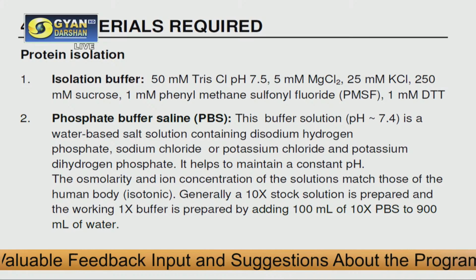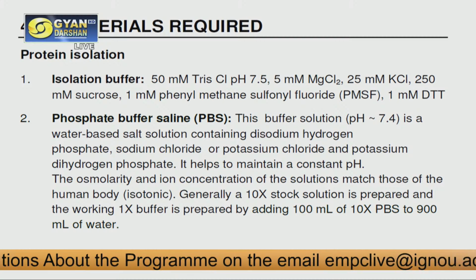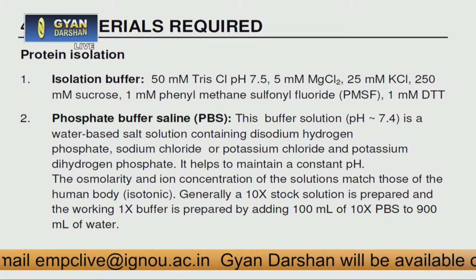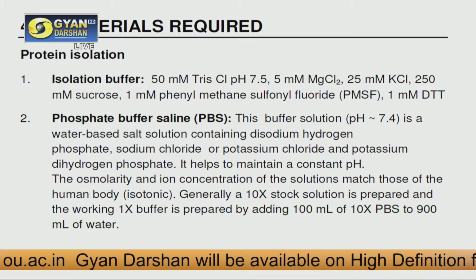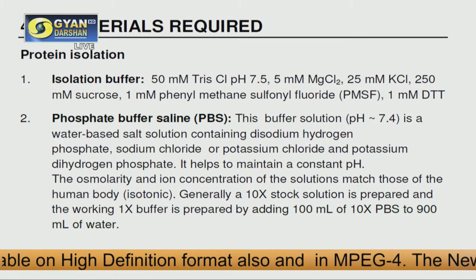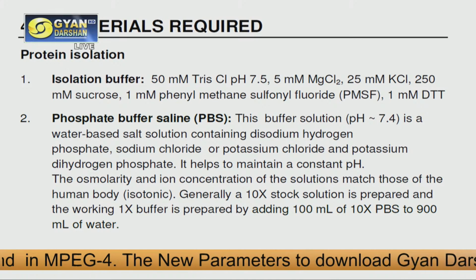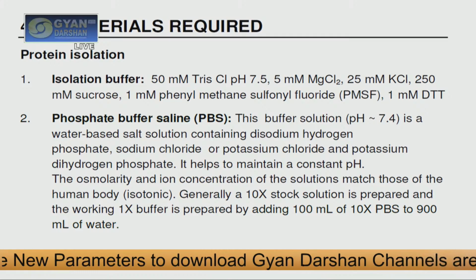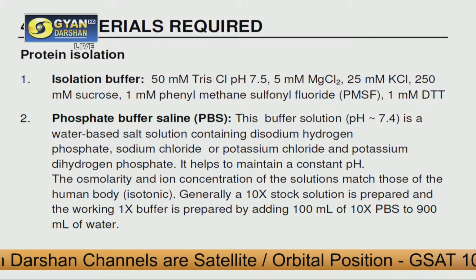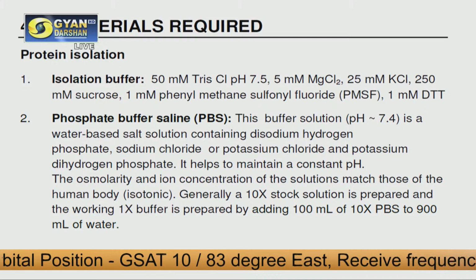Now we come to the isolation part, that is, how you will isolate the protein. Because you can only estimate the protein when you learn to isolate it, like we learned the isolation of genomic DNA. For that you need isolation buffer: Tris chloride pH 7.5, magnesium chloride, potassium chloride, sucrose, PMSF (phenylmethanesulfonyl fluoride), which is a protease inhibitor, and 1 millimolar DTT (dithiothreitol). This is also a protease inhibitor, that is, it inhibits the protease. And what does protease do? Protease degrades the protein. So these reagents help in protein stabilization.